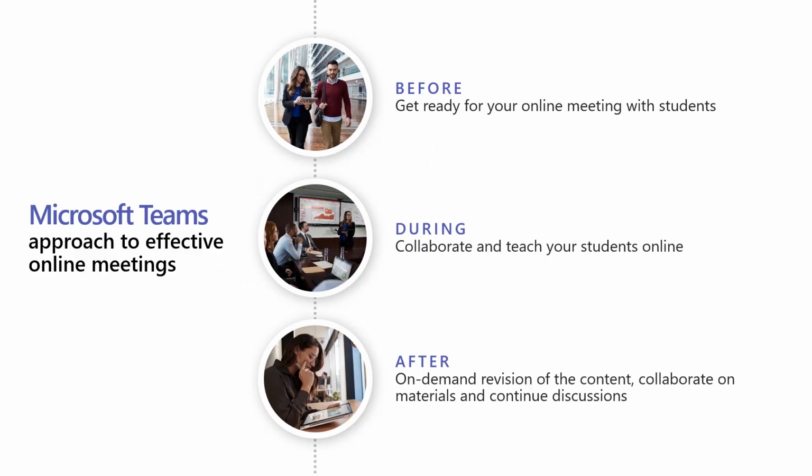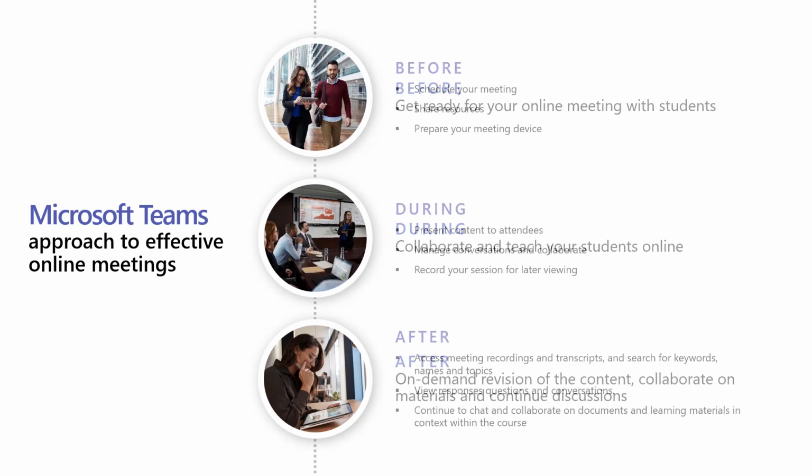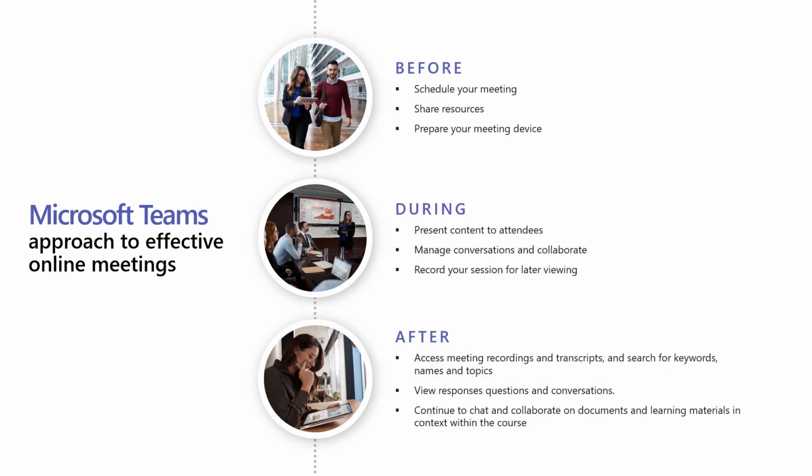An effective online meeting or learning experience has three key parts: what happens with the setup before, how the meeting itself occurs during, and then what happens after the meeting has concluded. So what we're going to be focusing on is before: scheduling your meeting, sharing resources, and preparing your meeting device.